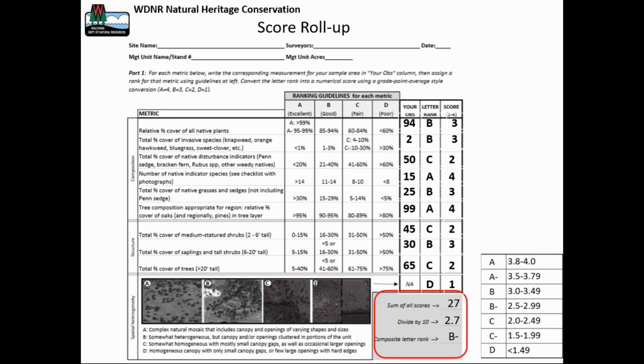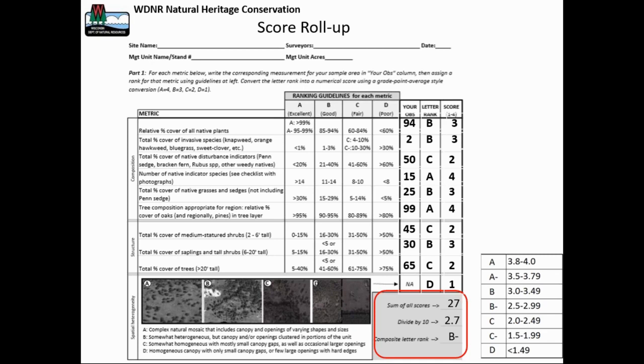You would write down the letter rank that corresponds to it. So in the top instance, there's 94% relative cover of native plants, and that falls in the B column, and so your letter rank would be B. And then you would translate that B into a numerical score following a traditional grade point average style scoring, where A is 4, B is 3, C is 2, and D is 1.